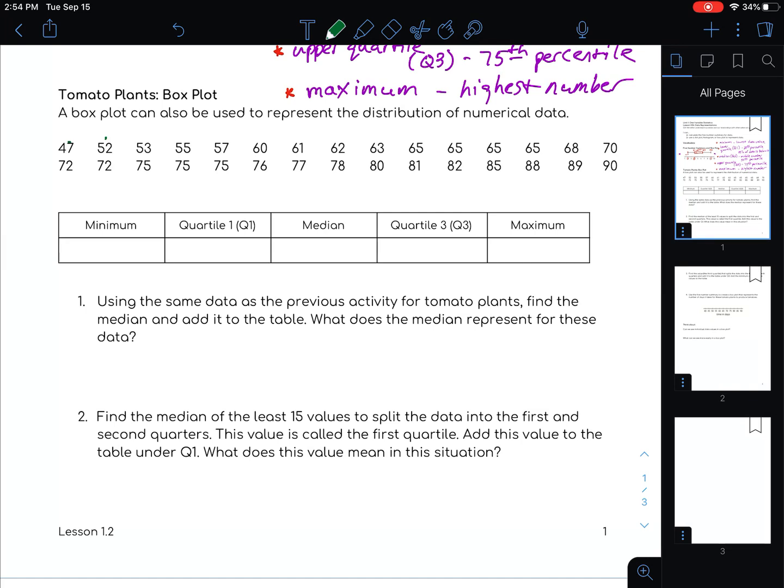If it wasn't done for you, you would have to list them out from least to greatest. Since there are 30 numbers in our data set, 30 tomato plants, in other words, the median is going to be the average of the middle 2 numbers, because if there's an even amount of numbers, there's not going to be an exact middle number in the list. So the average of the middle 2 is going to be the median of our list.